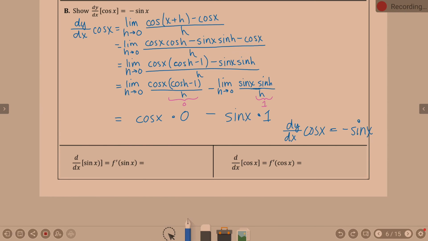So down here at the bottom, the derivative of sine x, or f prime of sine x, is cosine x. The derivative of cosine, or f prime of cosine x, is negative sine x.